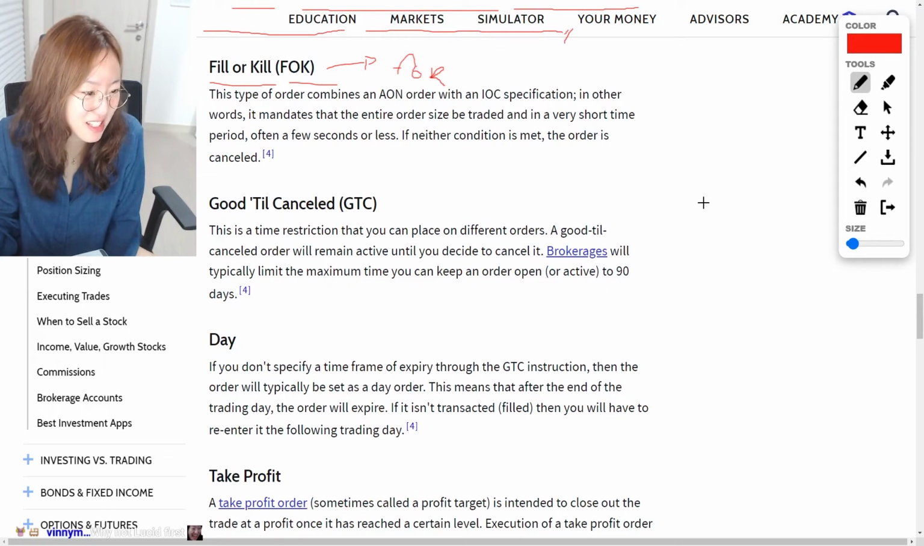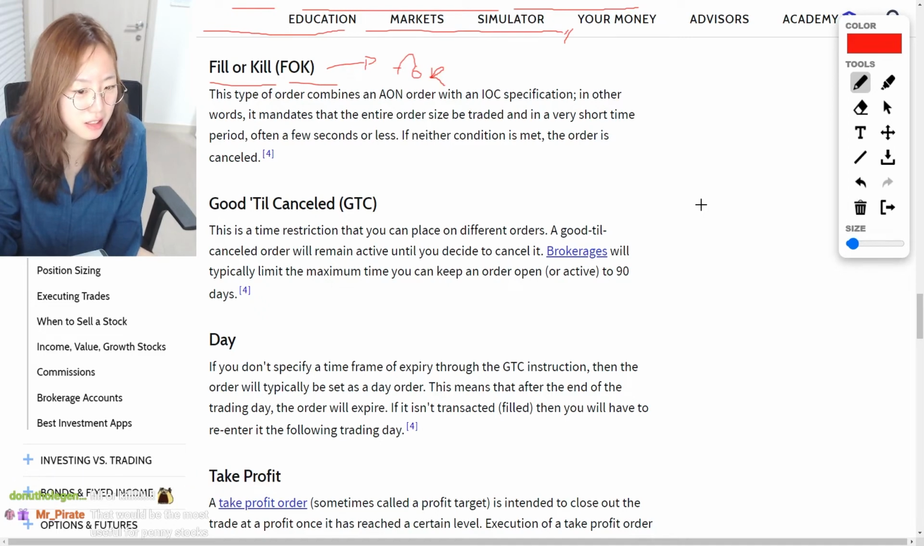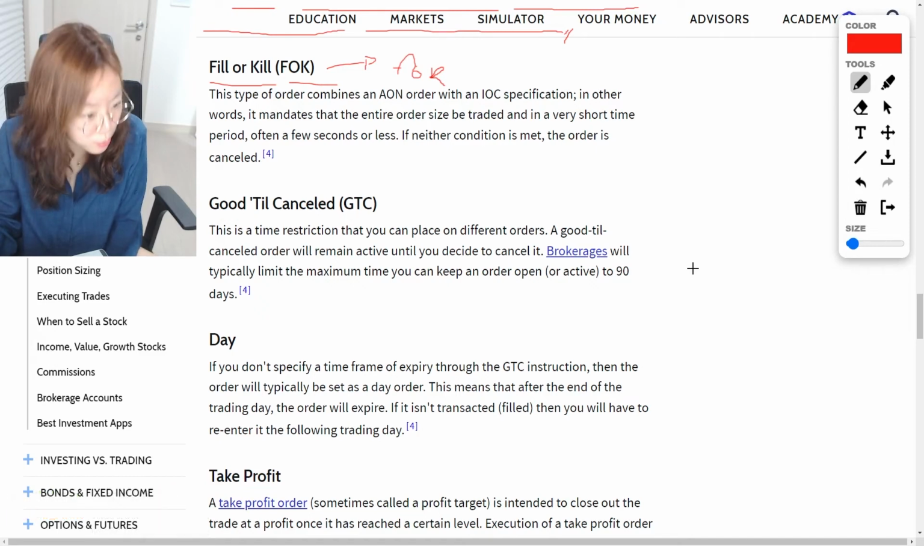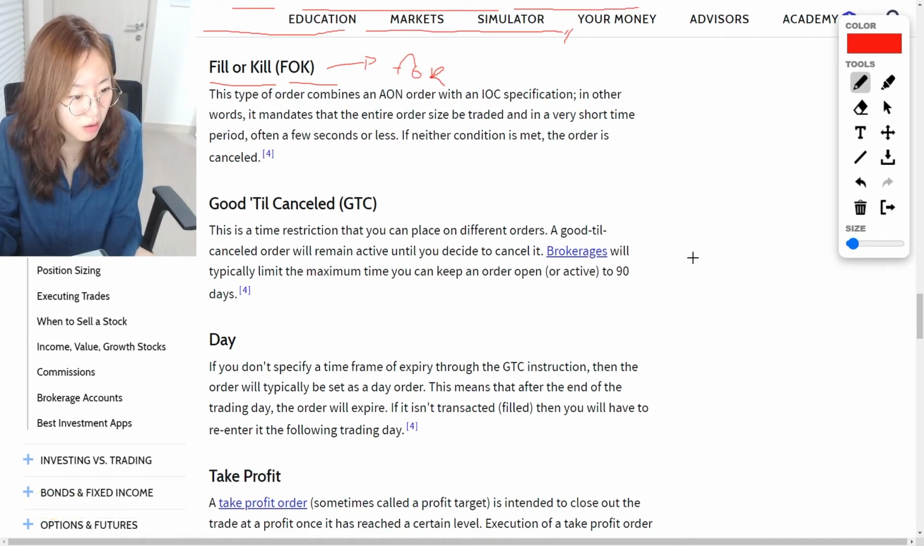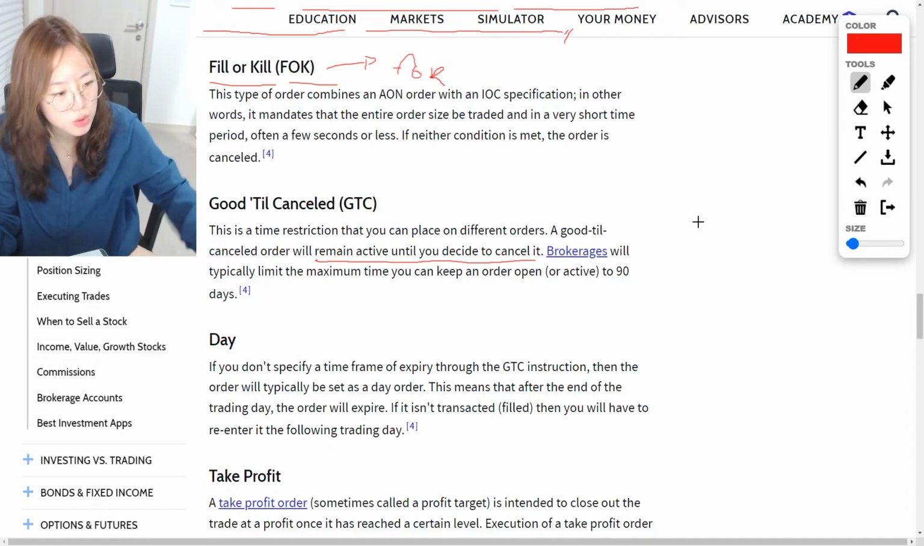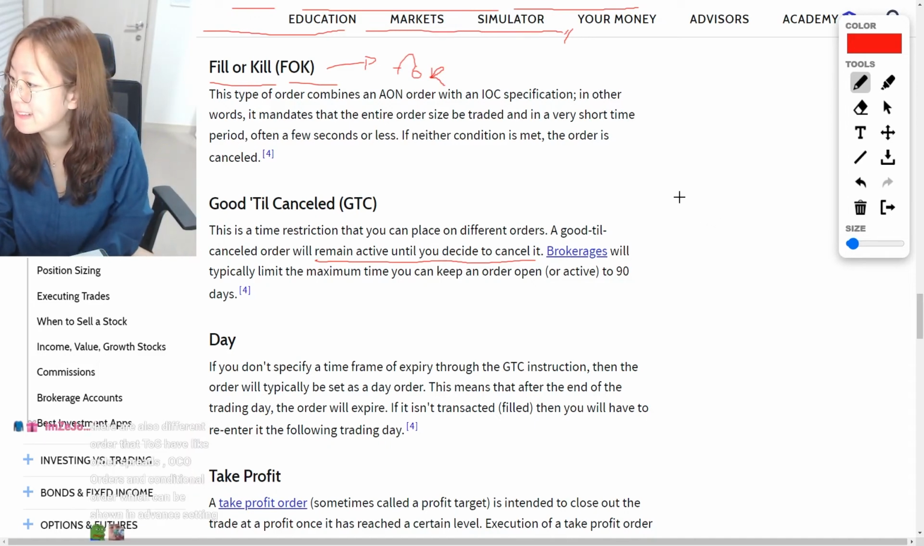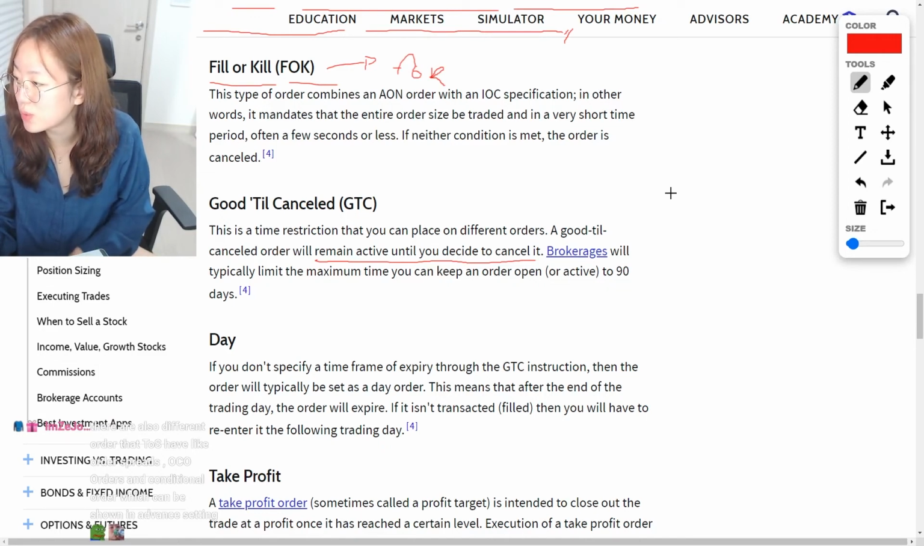Good till canceled. This is a time restriction that you can place on an order. A good till canceled order will remain active until you decide to cancel it. Brokerages will typically limit the maximum time you can keep an order open to 90 days. Oh, this is another time span. So I will keep this continuing until I cancel it. That would be the most useful for penny stock.